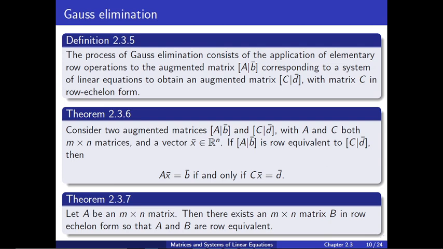And then theorem 2.3.7 says let A be any M by N matrix, then there exists an M by N matrix B in row echelon form so that A and B are row equivalent. So what this one is saying is that if you are given any matrix A, then you can reduce it to row echelon form. That's what it's basically saying, right?